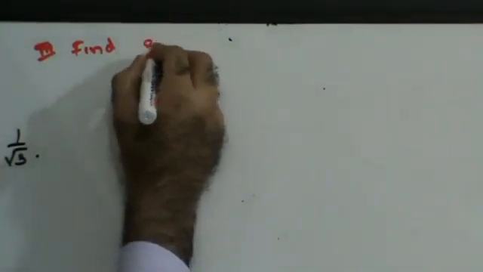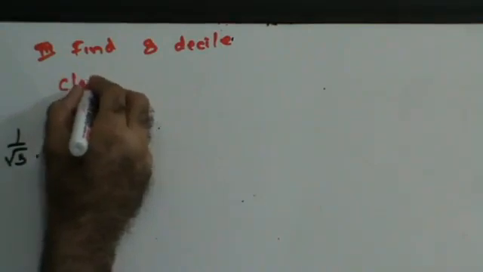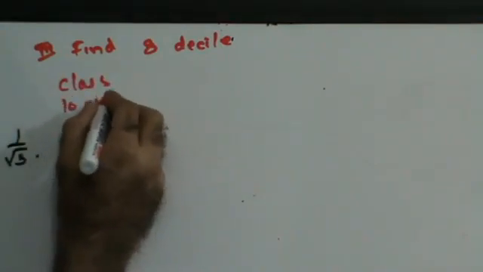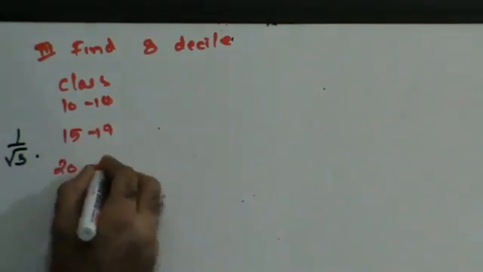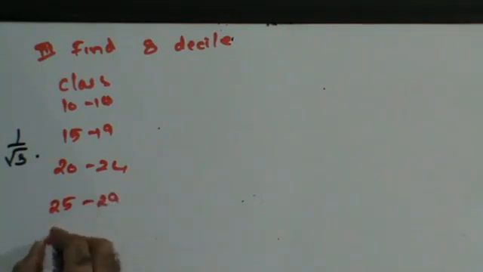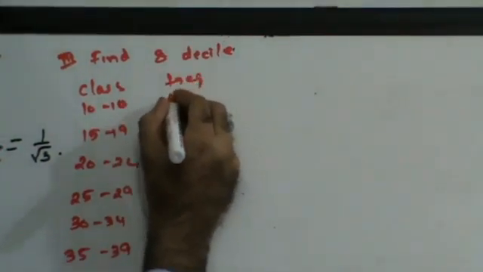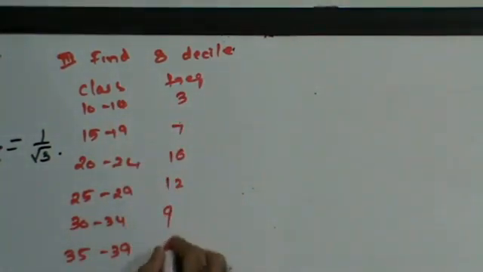Right, let's see this. Find the 8th decile for the following data. Class is given to you as 10 to 14, 15 to 19, 20 to 24, 25 to 29, 30 to 34, and 35 to 39. Frequency is given to you as 3, 7, 16, 12, 9 and 5.